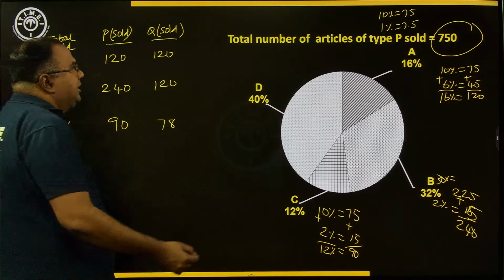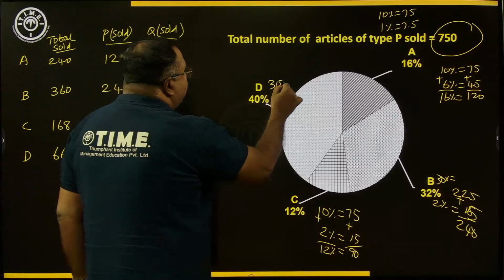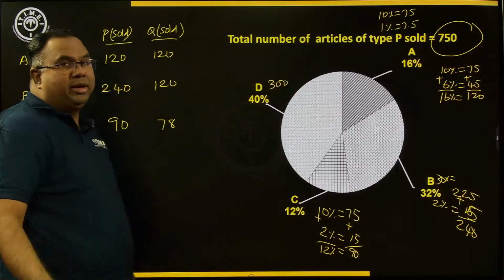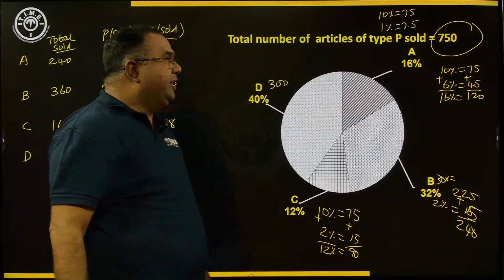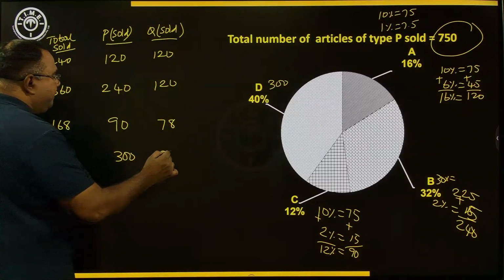This is 40%. 10% is 75, 20% will be double, 150. 40% means double of 150, 300. So 300, this has to be 360.